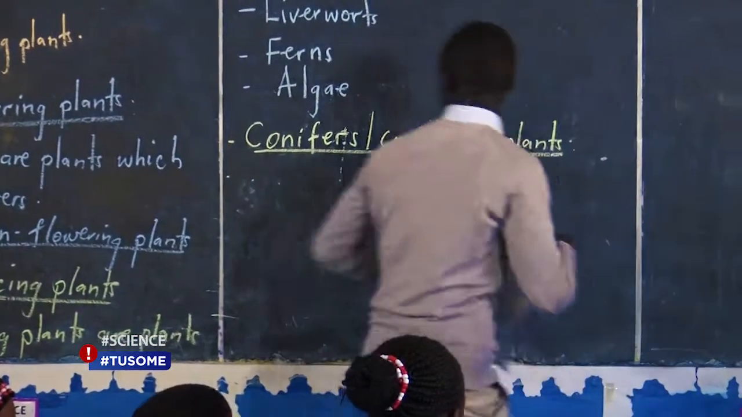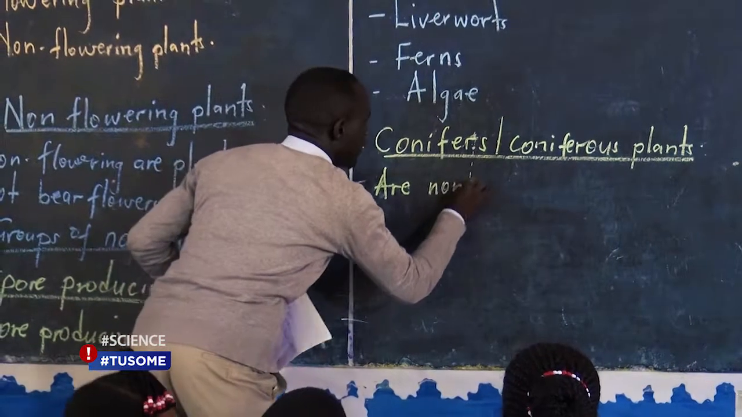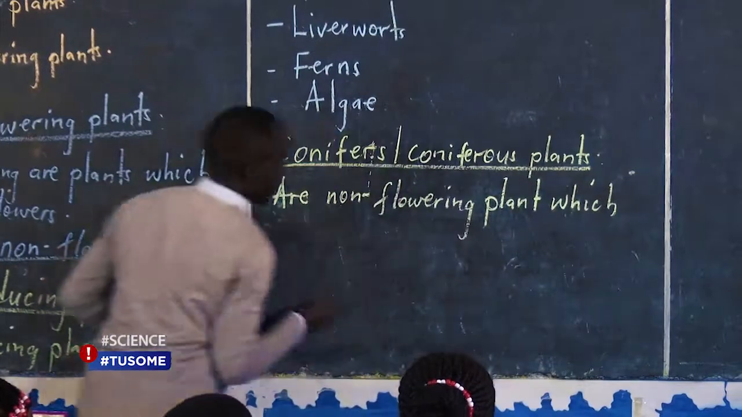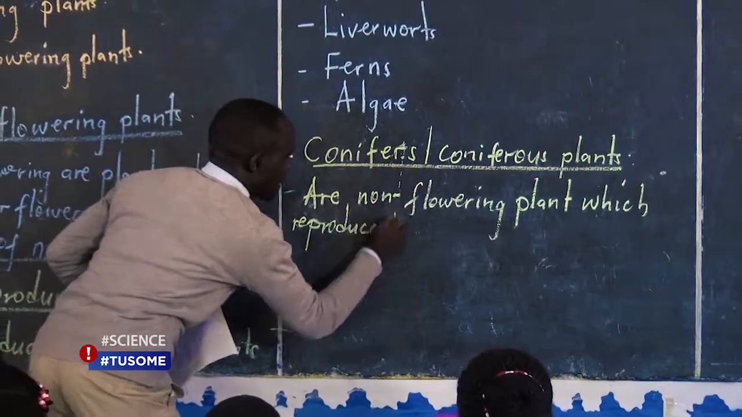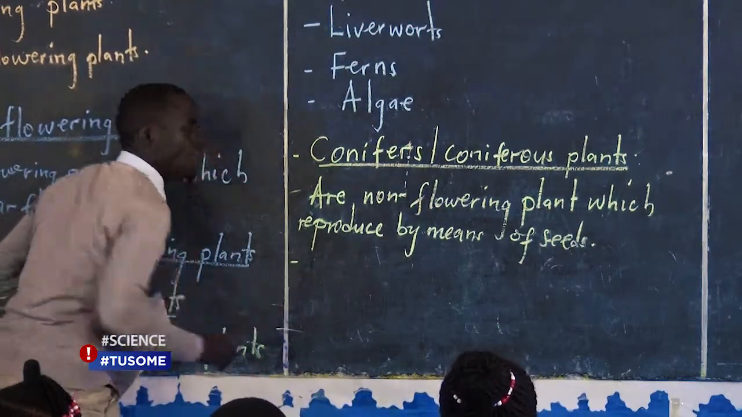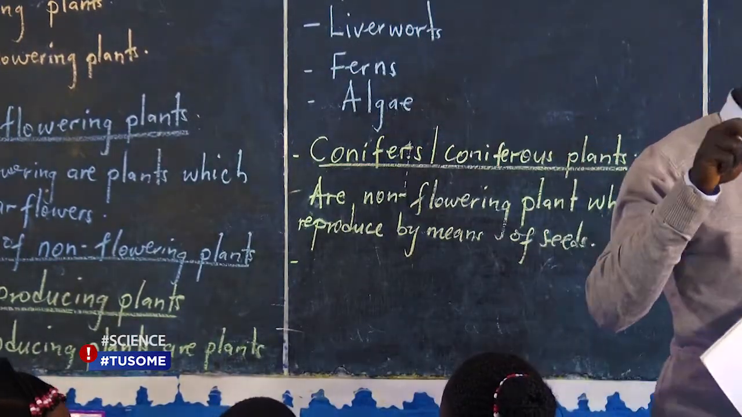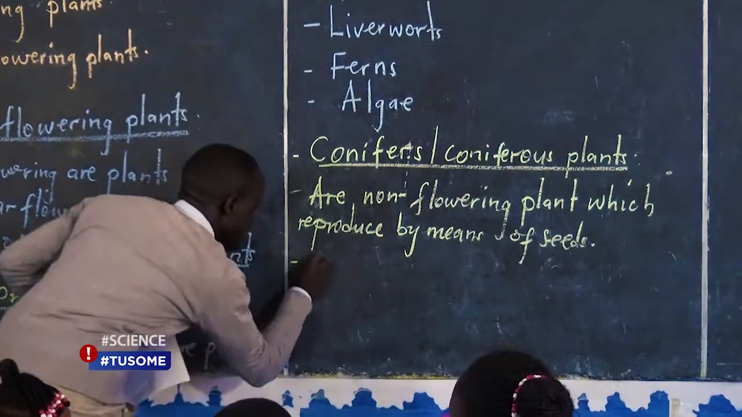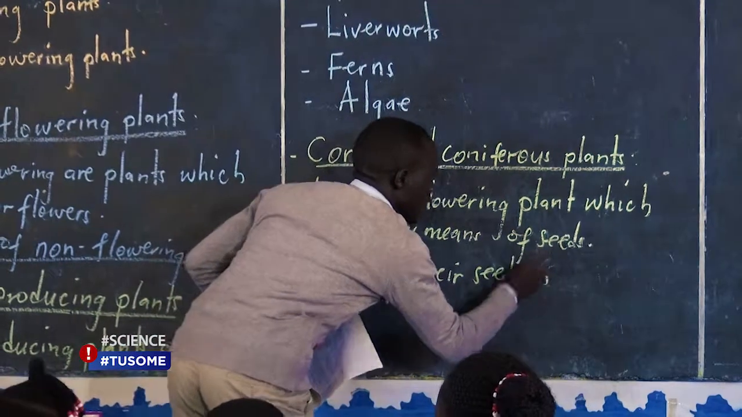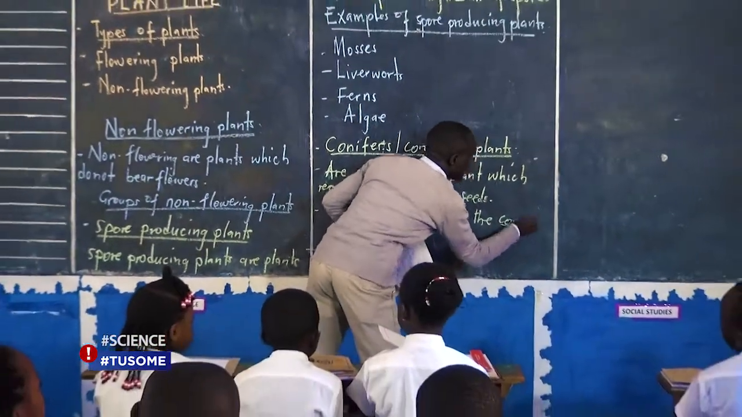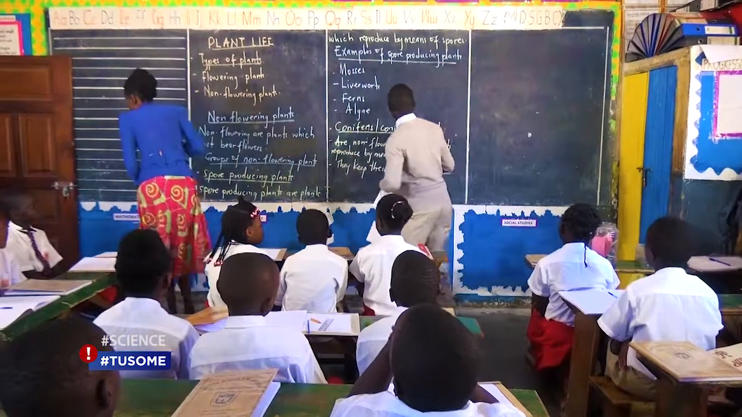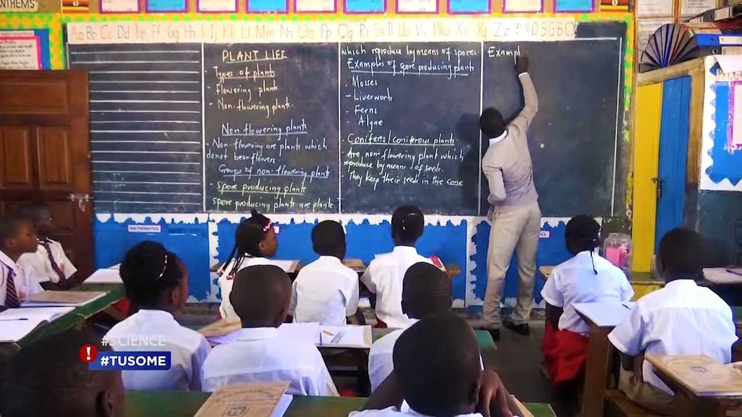Conifers are non-flowering plants which reproduce by means of seeds. We say they keep their seeds in the cone. Conifers keep their seeds in the cone. This is a cone. This is the part where the conifers keep their seeds. Now let's look at the examples. Examples of what?